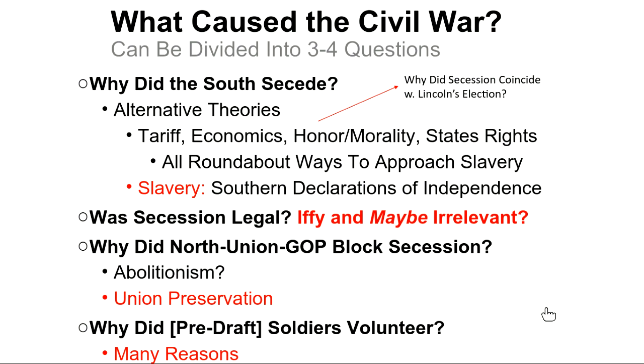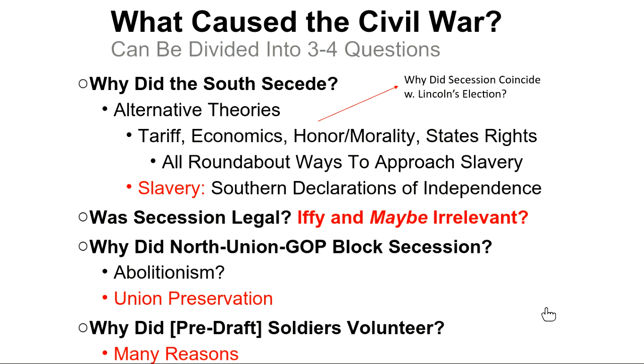But there are other ways to look at it. If that was going to happen, why did the North or the Union, the Republican Party, block secession? And then you could also ask yourself the question of why soldiers fought in the Civil War. That's another way of looking at why wars happen. But I want to put most of the focus here on the first question, which is really the ultimate question, which is why did the South secede?